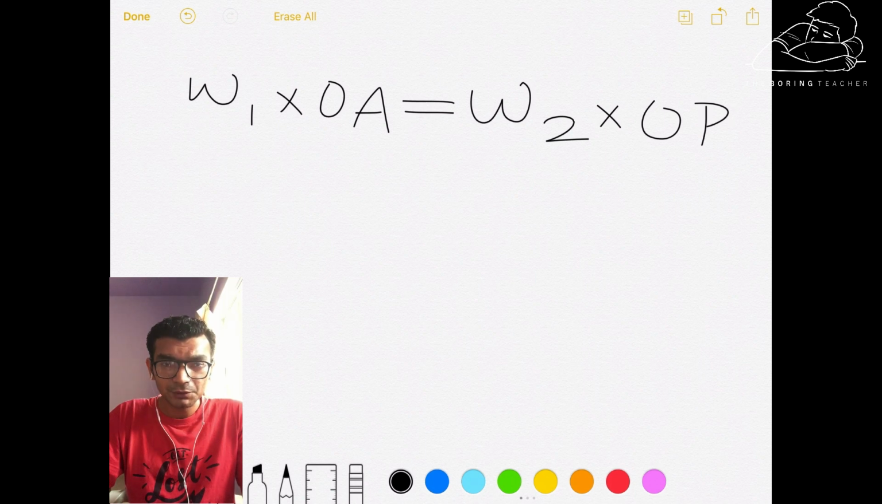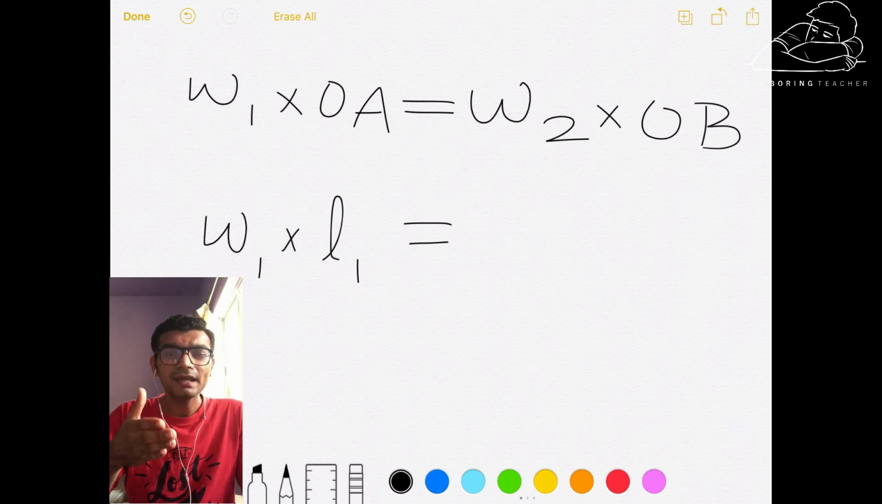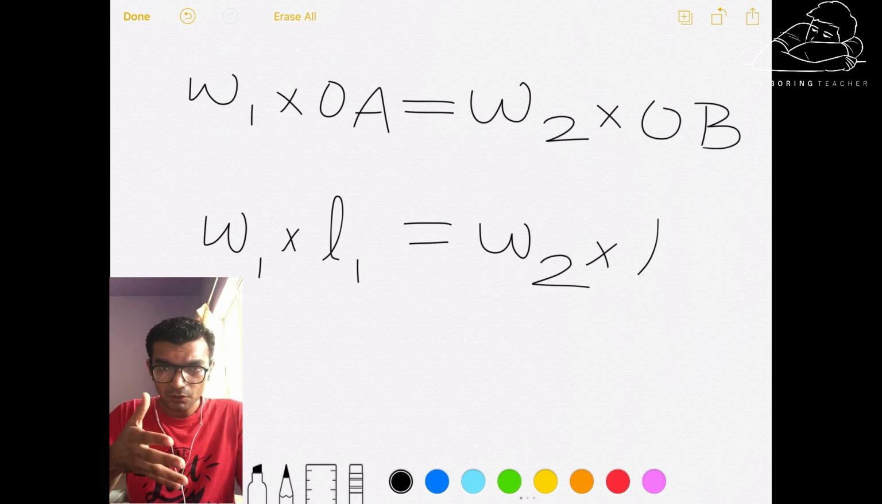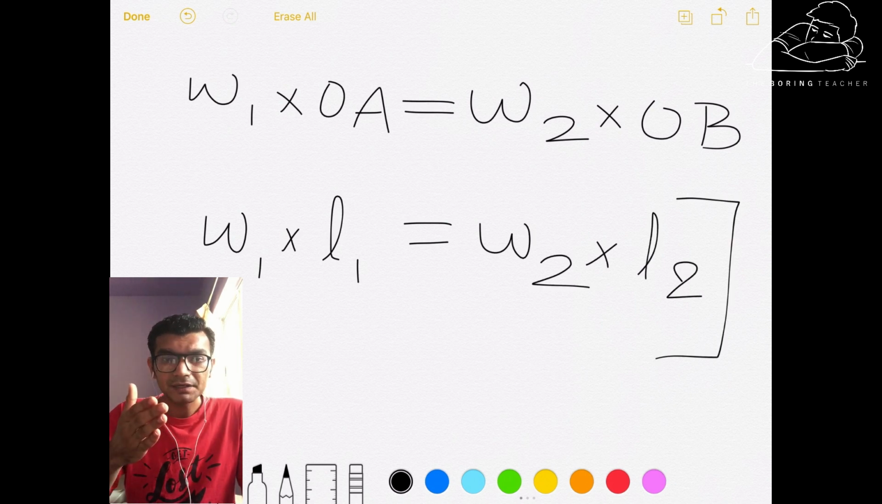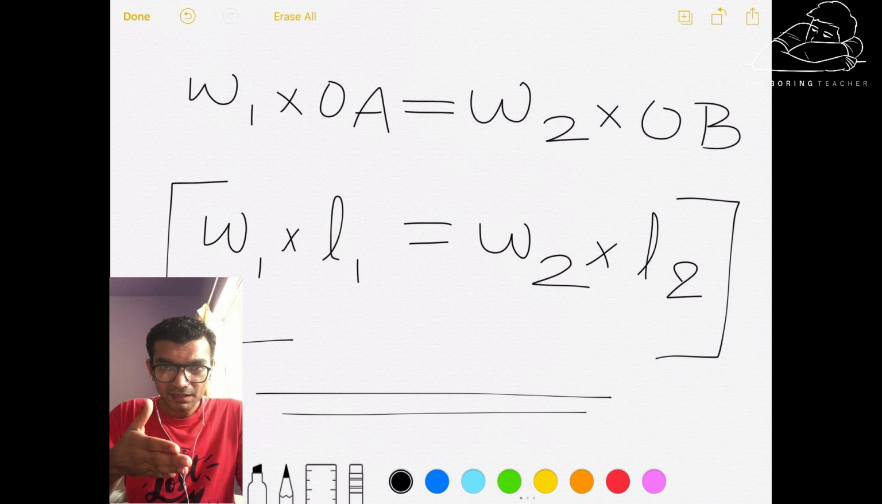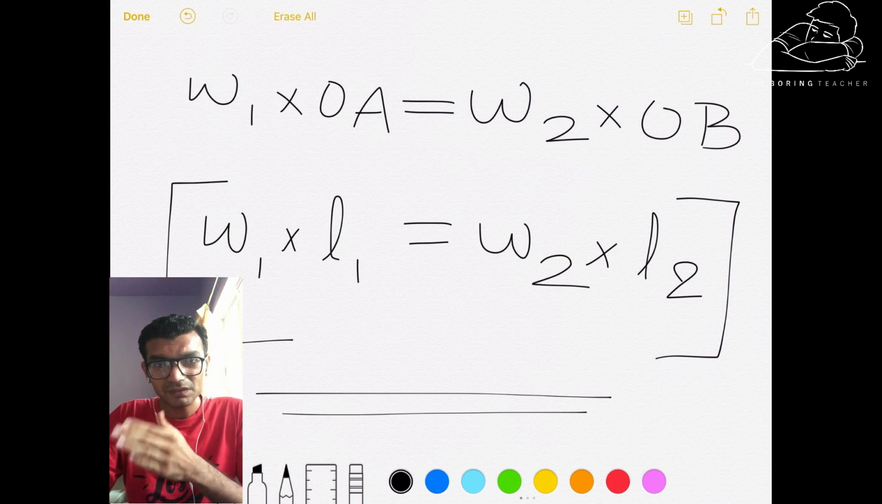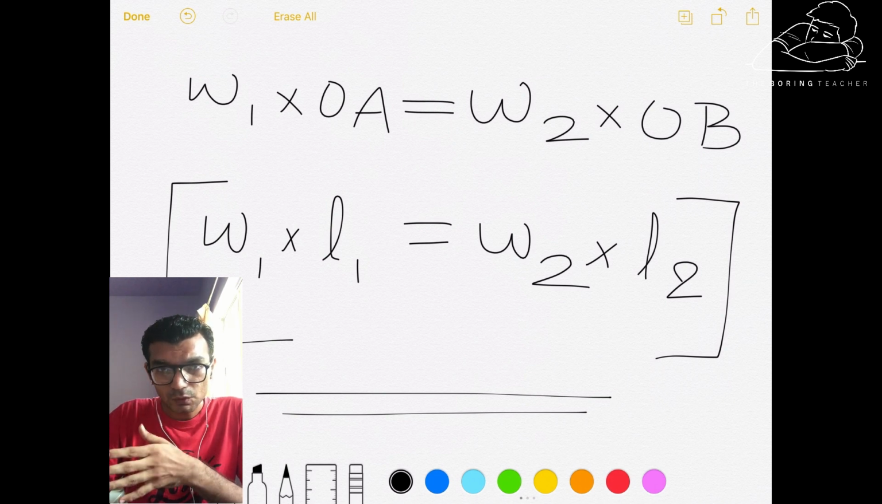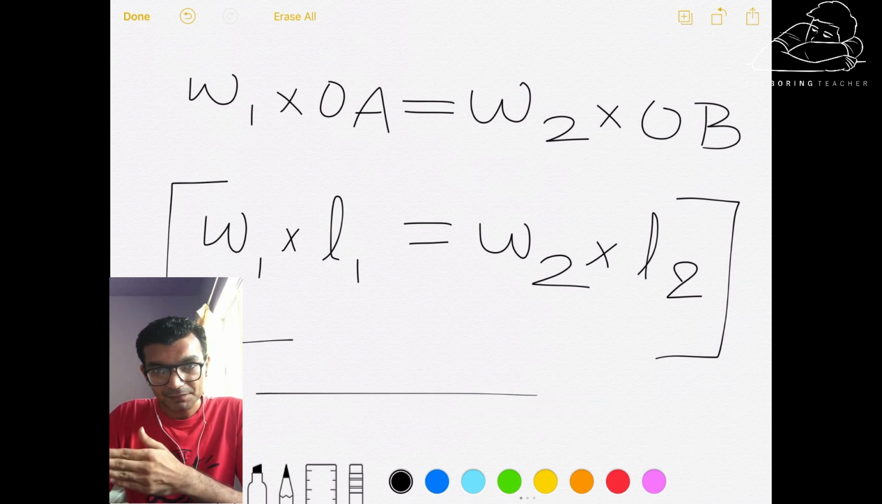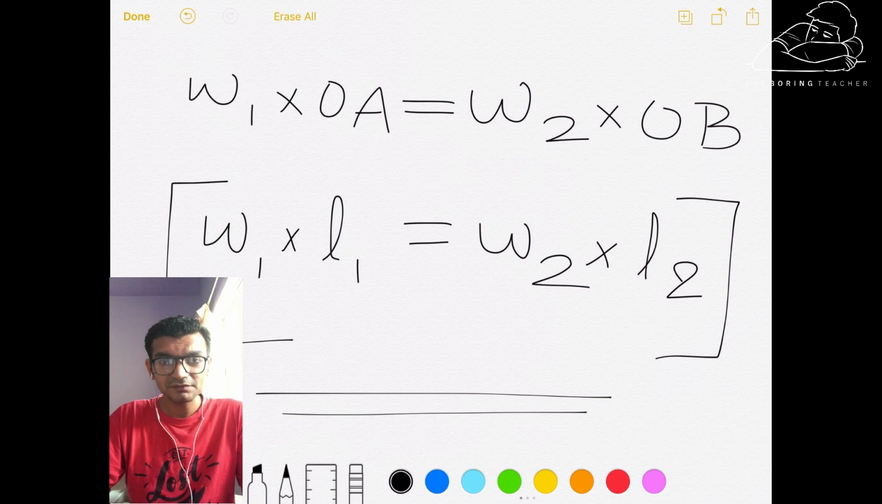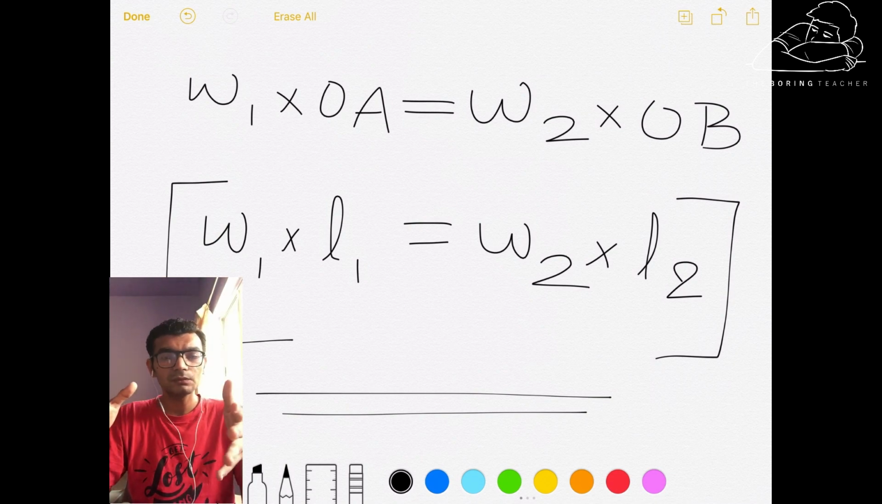Now if you calculate, the anti-clockwise moment produced by the weight W1 at the point A around the point O is equal to W1 multiplied by the distance OA, and the clockwise moment produced will be equal to W2 multiplied by OB. So this is how the anti-clockwise moment becomes equal to the clockwise moment, and that is how we verify the principle of moments.